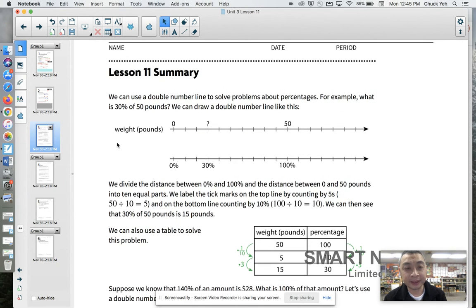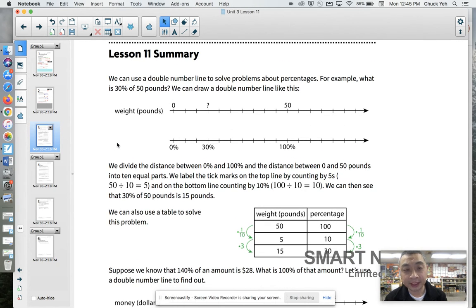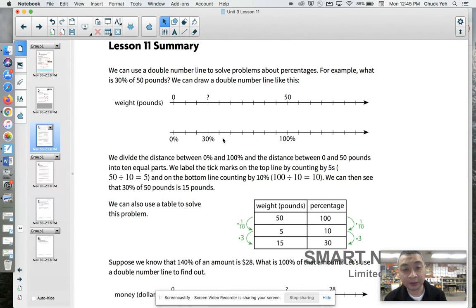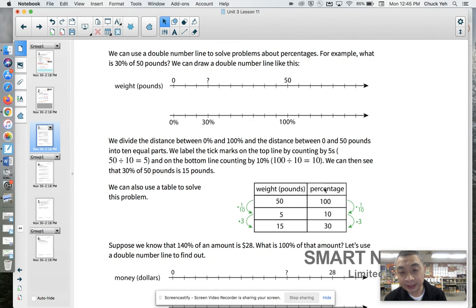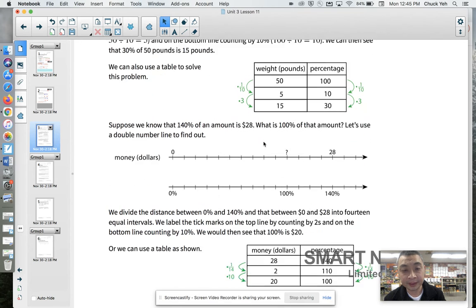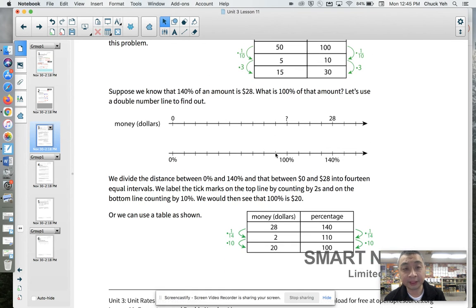And here's a summary. The big thing about this, guys, the biggest takeaway is that you can always cross multiply and divide to find the answer when we use the double number line. So yes, we have been doing it using a table, but we can also find it on a double number line. Cross multiply and divide. Same thing here. Cross multiply and divide. All right? So pause that so you can read that, but basically just cross multiply and divide.